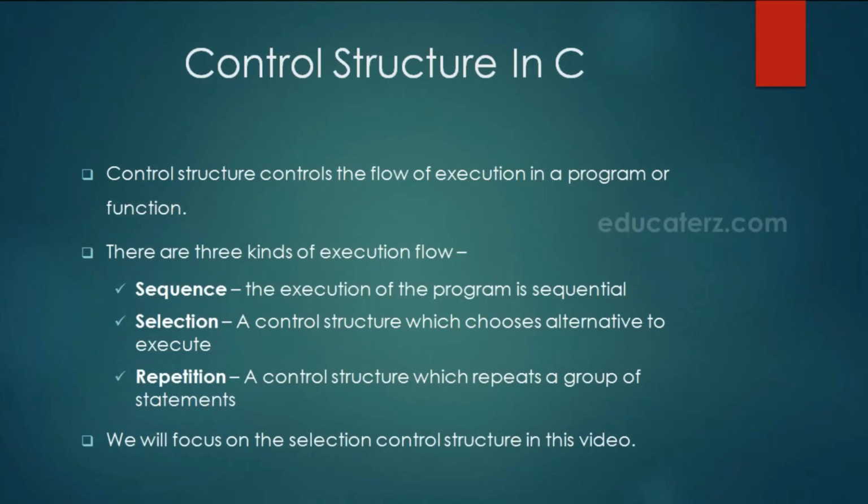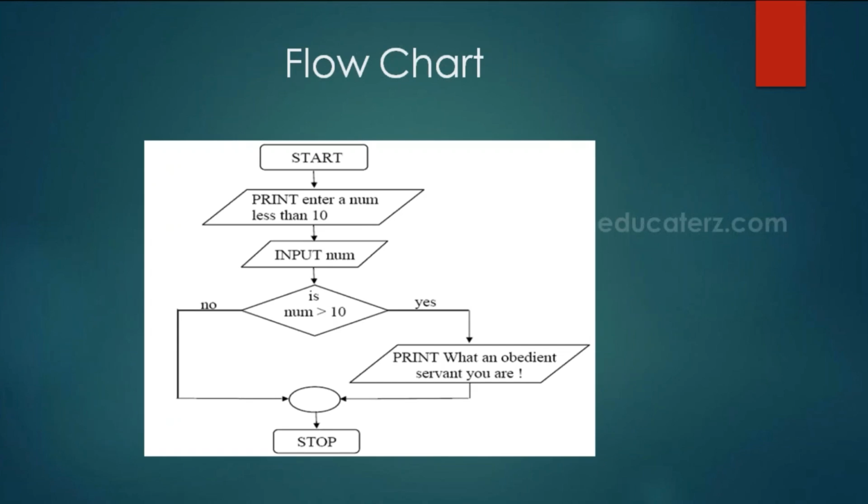Now control structure controls the flow of execution in a program or function. There are basically three kinds of execution flow we have. First is sequence. The execution of a program is by default sequential, meaning it executes from top to down. Second is selection. A control structure which chooses an alternative to execute can be called a selection. Third is repetition. It is a control structure which repeats a group of statements till a particular condition is true. In this video, we will focus on the selection control structure.